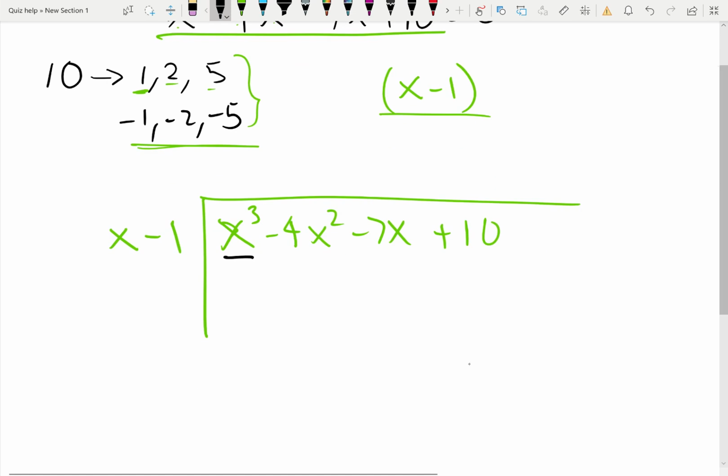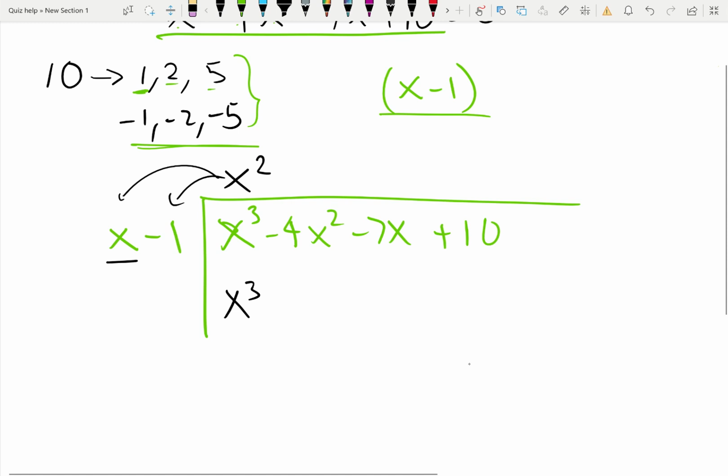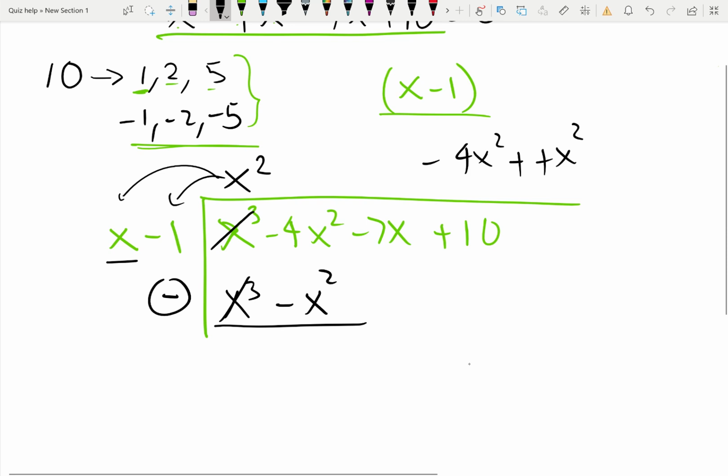Okay, so how can I create x cubed from x? You multiply by x squared. Now multiply back: here you get x cubed, and x squared times -1 is -x squared. Now you subtract. The x cubed cancels out, and -4x squared minus -x squared becomes -3x squared. You bring -7x down, and plus 10 down.